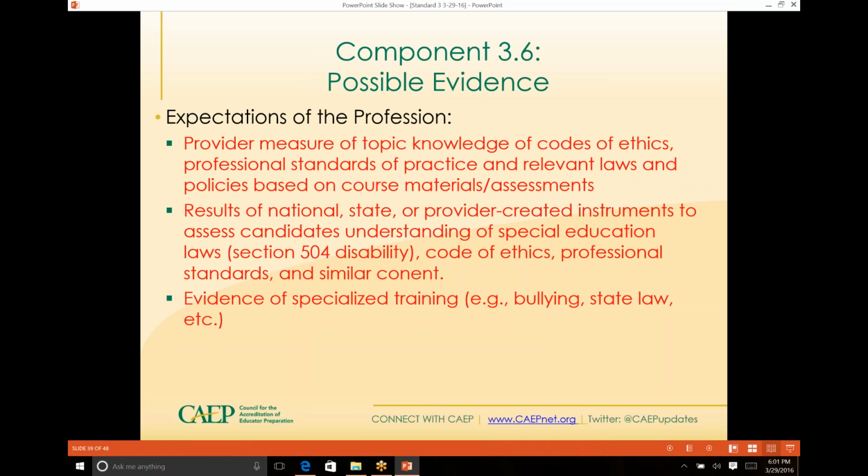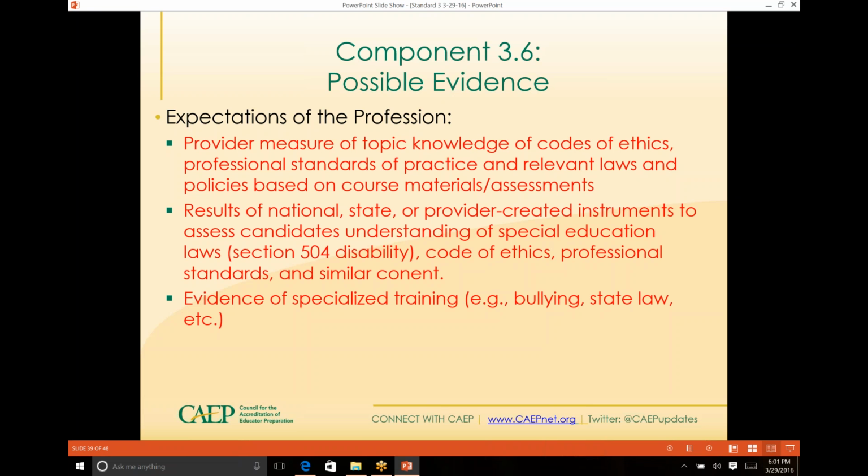Expectations of the profession. What does that mean? What does CAEP mean by that? They mean topical knowledge of the codes of ethics, professional standards in your state, relevant laws and policies. So this could be a part of course materials, part of your assessments. It could be the results of any instruments that assess candidates' understanding of special education laws.